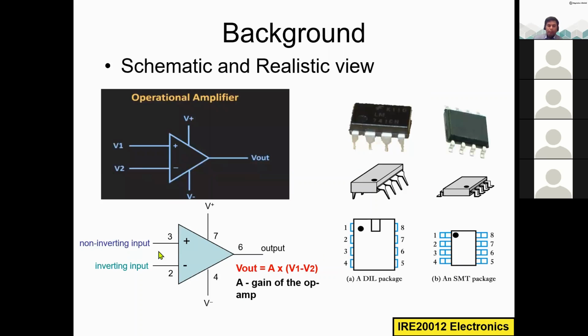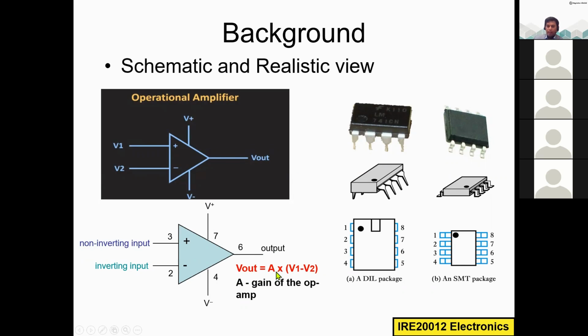It has two input terminals. One is called the non-inverting input terminal and another one is called the inverting input terminal. And we have also biasing voltages V plus and V minus, and we have a single output. We can have multiple inputs, but in this operational amplifier, mostly we will have only a single output. And we have also seen the formula for output.